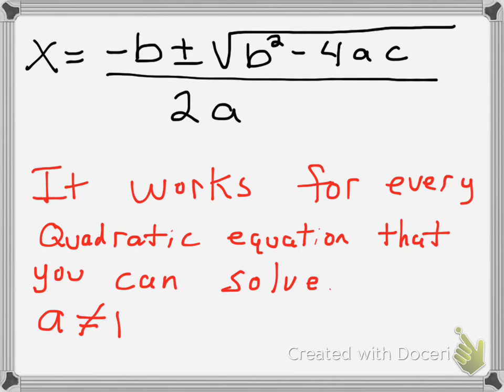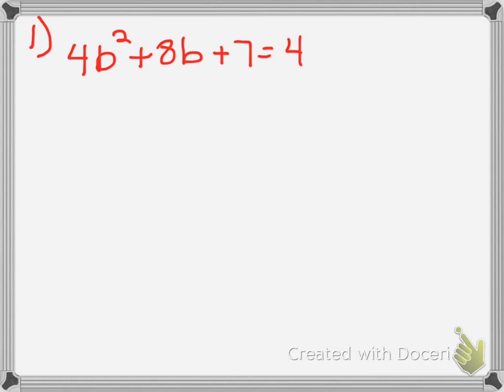Okay? So let's look at an example. Probably won't take too long. And actually, if you watch this video, you're going to see that this was number 1 on your DMP. So let's go 4b squared plus 8b plus 7 equals 4. Now, before you get all crazy, make sure it's in standard form. Okay? That means it's got to be set equal to 0.